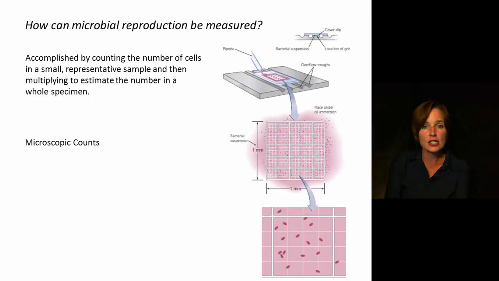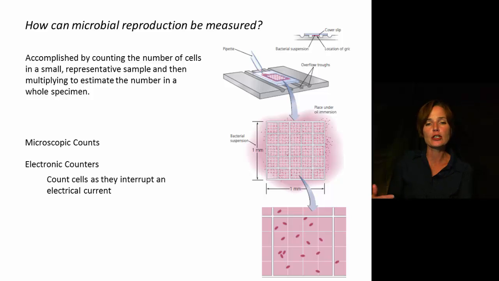So one way to do that is with microscopic counts. This is basically counting using a microscope. Cells from a liquid culture are placed onto a microscope slide that has a special grid on it. And then what we do is, using a microscope, we count how many cells are in that particular square. And once we know how many cells are in that particular square, we multiply that by the number of squares that we actually have. That gives us a good estimate of how many cells we have in our initial sample.